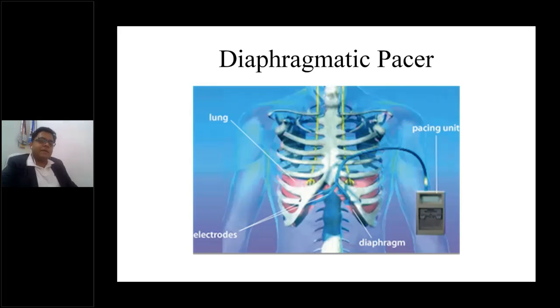So this pacer basically stimulates the diaphragm, and for people who have high cervical injuries, C1, C2, and spinal cord injuries, this is of immense benefit by moving the diaphragm of the patients and helping in the respiration.